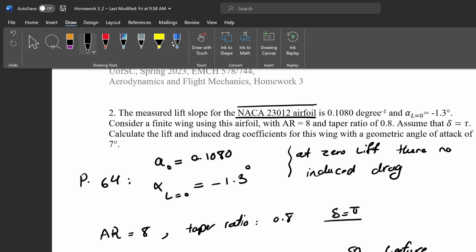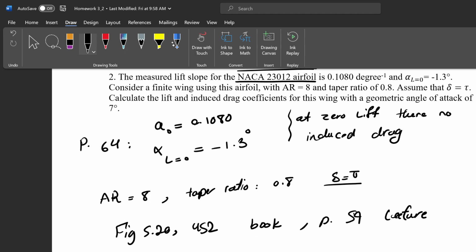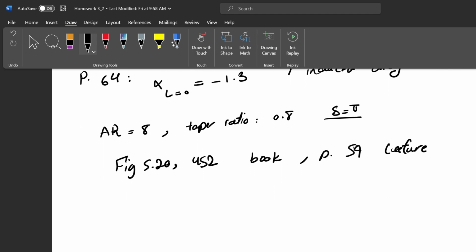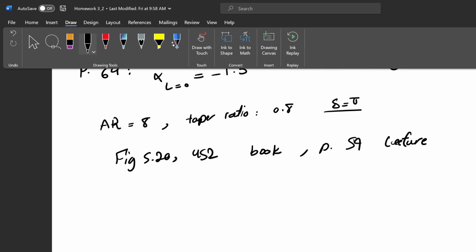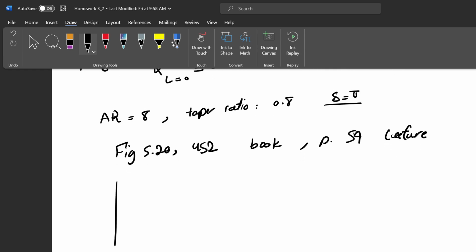Whenever you are told that delta is equal to tau, you have to go to this figure, figure 5.20, that is in the lecture notes, and you have to read delta. This is this type of plot for different aspect ratios. Our aspect ratio is 8, so you have to look at that specific line, and our taper ratio is 0.8, which falls somewhere here.